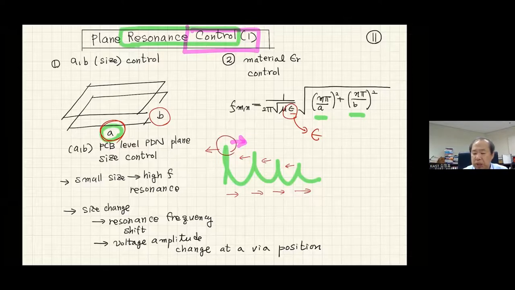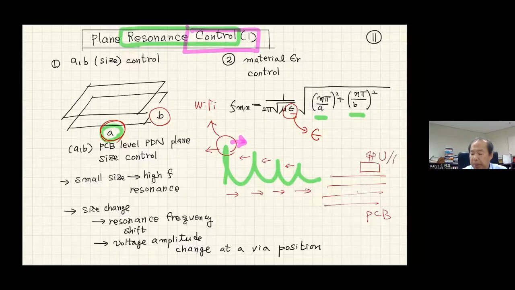Especially, let's assume this frequency is very close to Wi-Fi frequencies. Let's assume you have a PCB with a GPU or AP, and if you have an RF circuit there, some of these resonance frequencies will interfere with the RF circuit, and that will degrade the RF sensitivity of your RF receiver system. So sometimes you want to minimize the overlap. Also, if you want to change your resonance frequency, then you can change your PCB size and dielectric material. That is one of the parameters we can use to control the resonances.